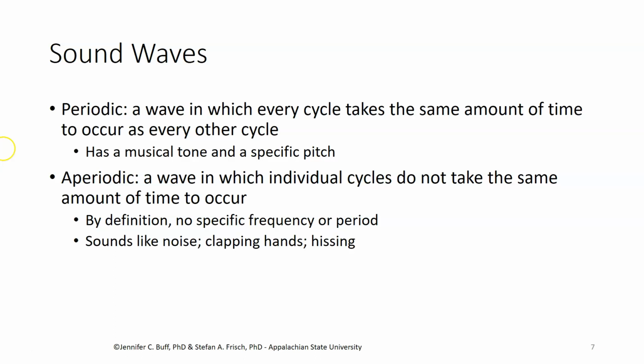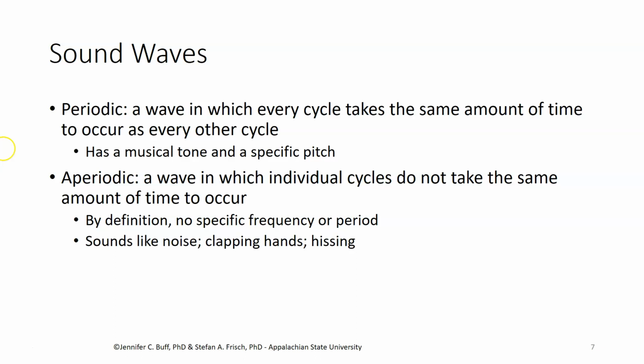Some definitions related to this concept. A sound is periodic when it has cycles where each of the cycles take the same amount of time to occur. Perceptually, when a sound is periodic, it will have a degree of musical tone to it. It will have a specified pitch to it that we can hear.